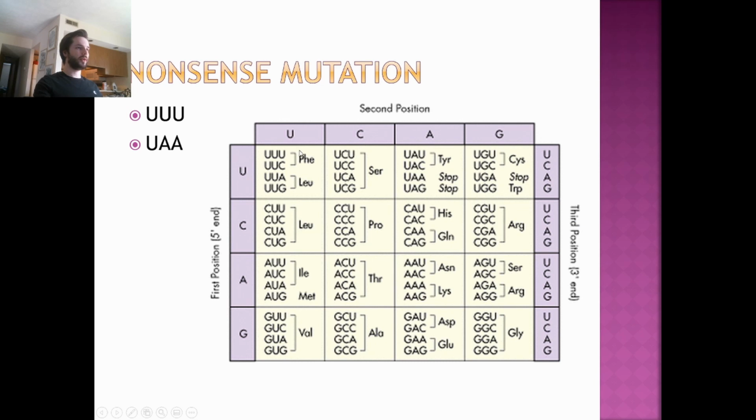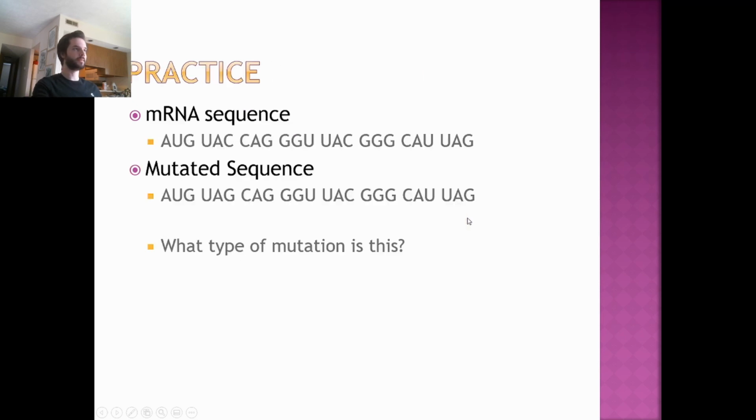An example of this: there are only 3 sequences that will code for stop, or stop codon, so it has to mutate to one of these 3 sequences. It either has to mutate to UAA, UAG, or UGA. Those are the only 3 sequences that will code for a stop codon.